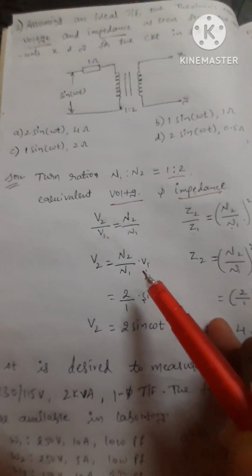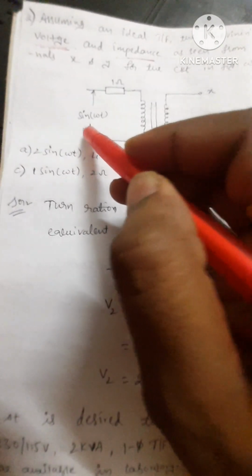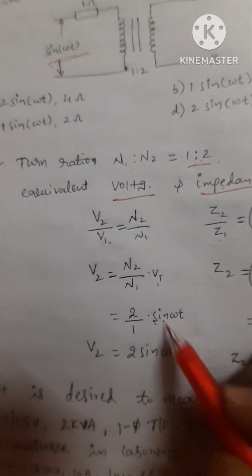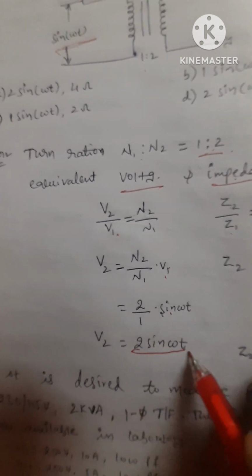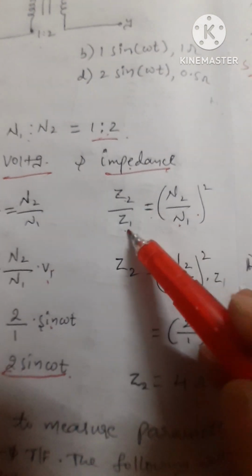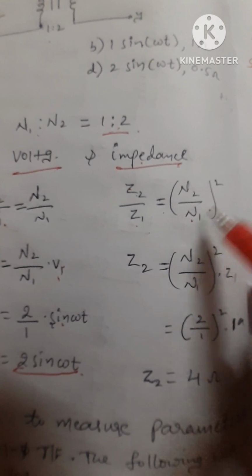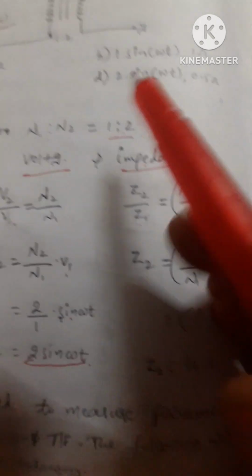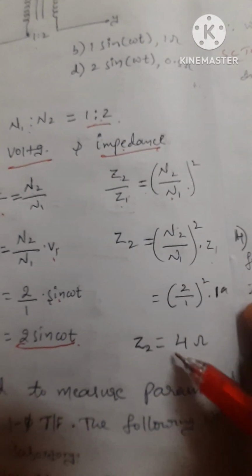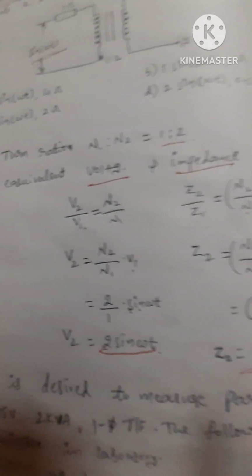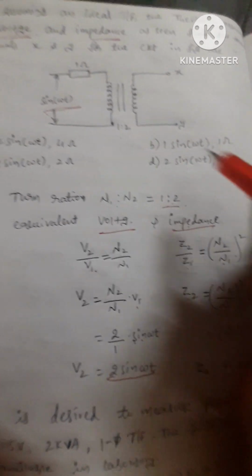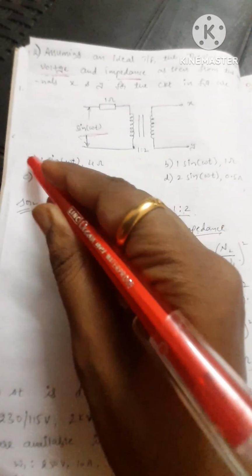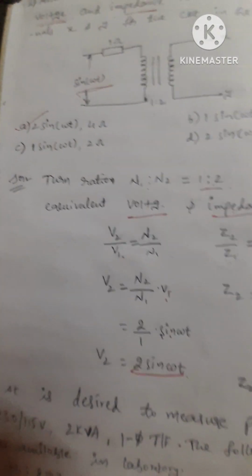V1 given is sin omega t voltage, so V2 is 2 sin omega t. For impedance, Z2 by Z1 is equal to N2 by N1 whole square. Cross multiplying, Z2 is 2 by 1 whole square, which means 4 ohms. So the answer is 2 sin omega t and 4 ohms.